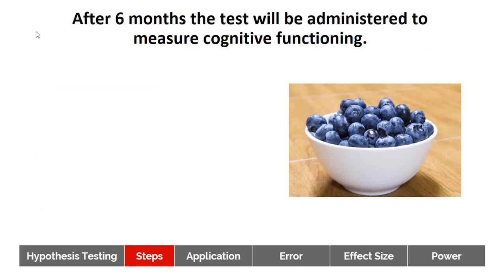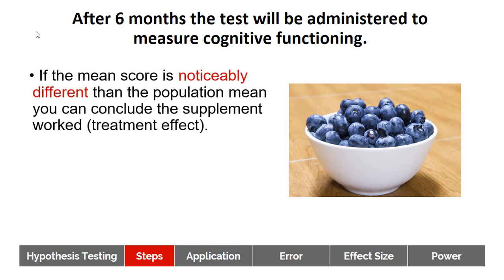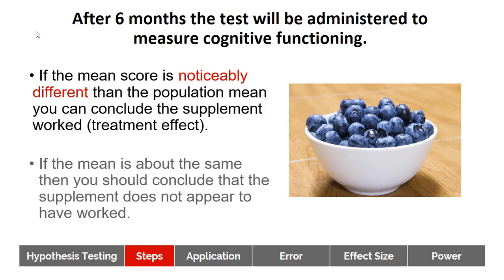So after 6 months, the test is going to be administered to measure cognitive functioning. And if the mean score is noticeably different in our sample than the score in the population, we're going to conclude that the supplement actually worked, that there was a treatment effect, that eating these blueberries did something wonderful in terms of cognition in older adults. That we can say if the mean score is noticeably different. If the mean is about the same, then we're going to conclude that the supplement doesn't appear to have worked.